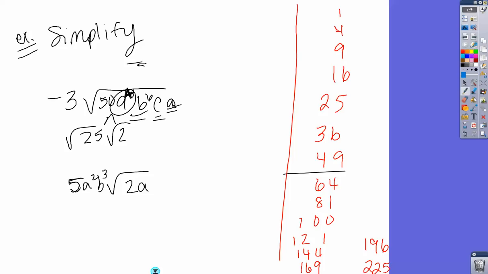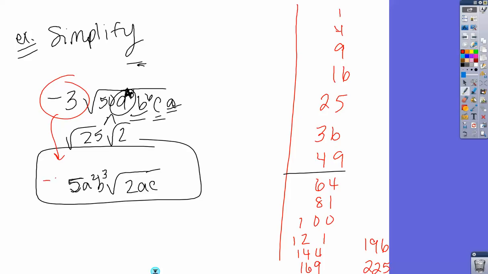Look at my c. Can I take c and divide it by 2? No. So c stays inside. If I circle this as my answer, I'm losing a point. How come? Because I forgot to bring down negative 3. And what do I do with negative 3 and 5? I multiply. So negative 15 a squared b cubed times the square root of 2ac.